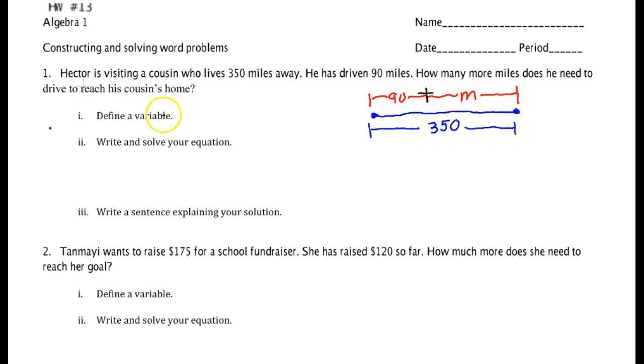Okay. Before we do that, let's actually define the variable. You notice I used m. I just picked m because we're trying to find out miles. So say m, but you also say, what does m stand for? Not just, well, I picked m. M stands for, and you can almost do this verbatim, how many more miles needs to reach cousin's home. So you can just say how many miles to reach cousins.